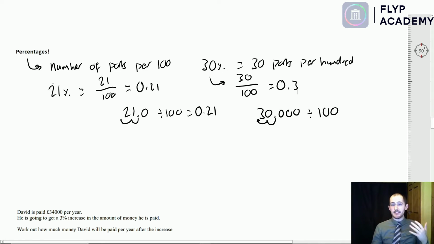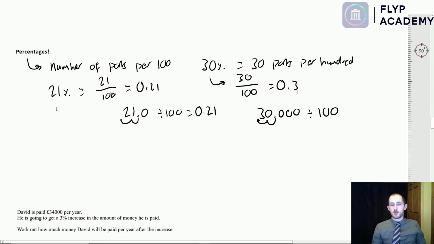Again, it's really easy to go from percentage to decimals. You just divide by 100, which is just moving the decimal point twice to the left. Likewise, going from decimals to percentages, you just move it twice to the right. So 0.21 is just 21, 0.3 is just 30, and so on.